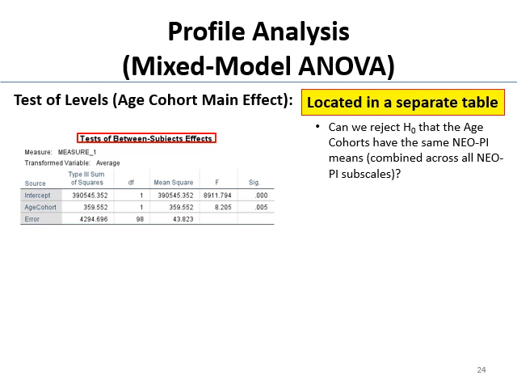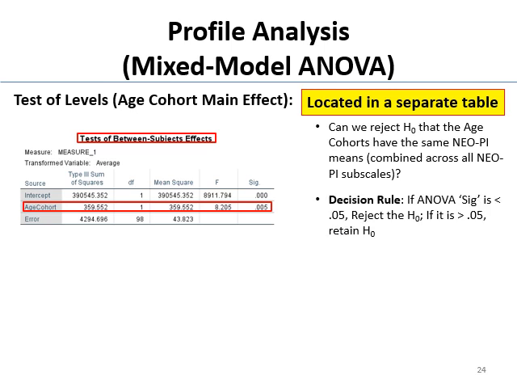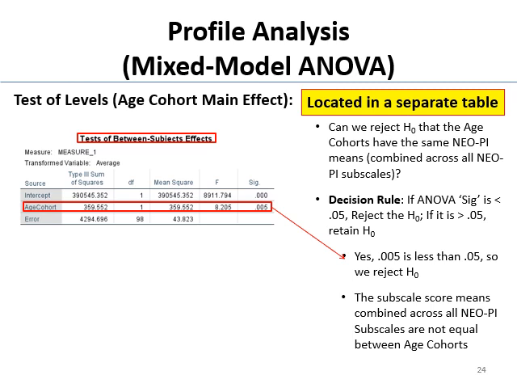The hypothesis here is, can we reject the null that the age cohorts have the same new OPI means combined across all five new OPI subscales? There is our actual test of that main effect, and our sig value is 0.005. If ANOVA sig is less than 0.05, reject the null. If it's greater than 0.05, retain it. We can definitely reject the null hypothesis here. The subscale score means combined across all new OPI subscales are not equal between age cohorts.